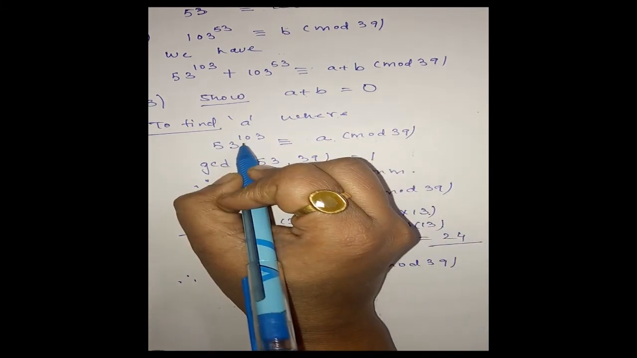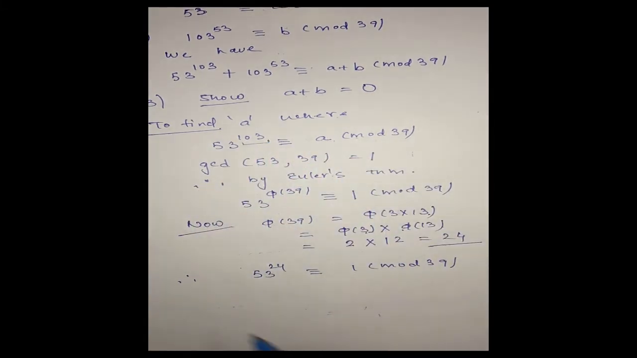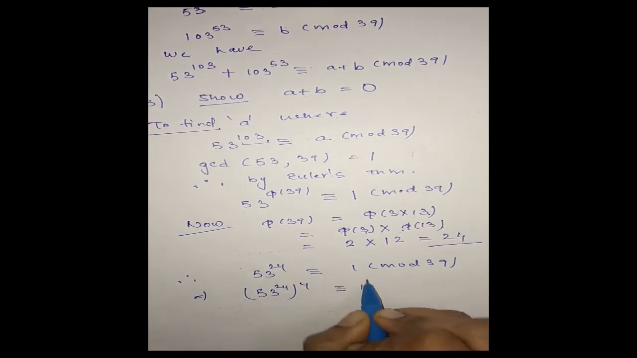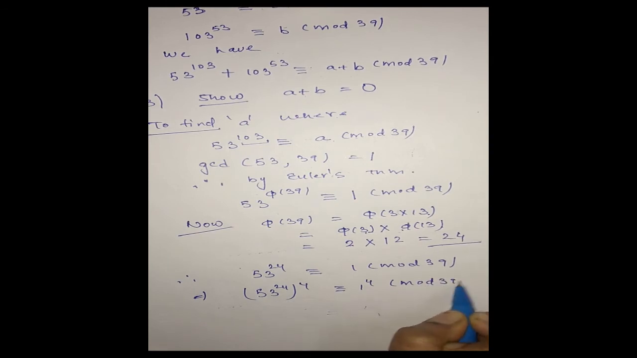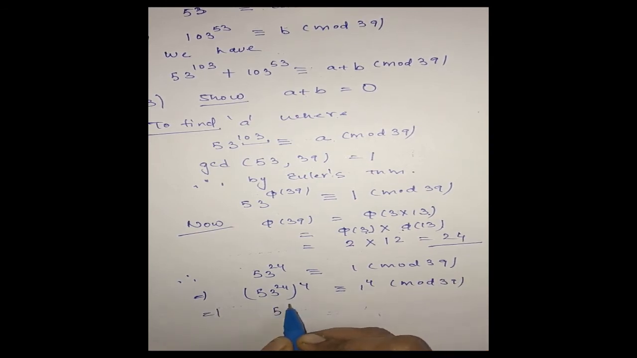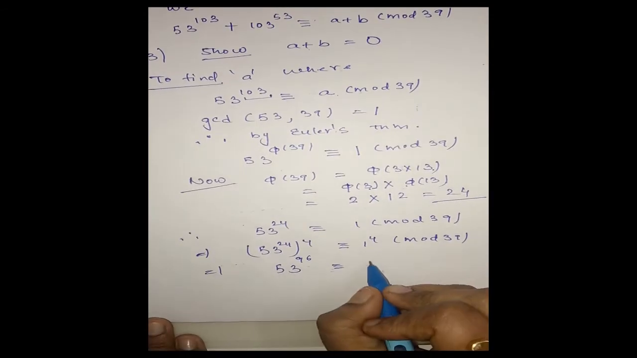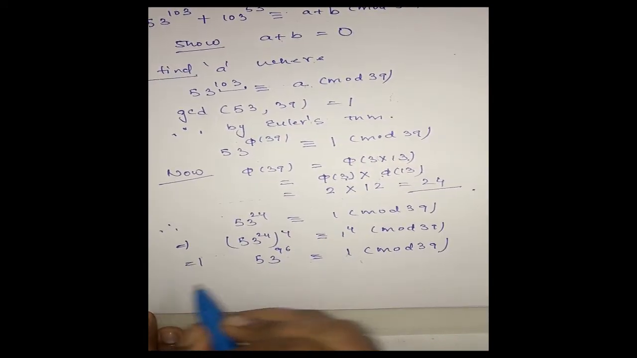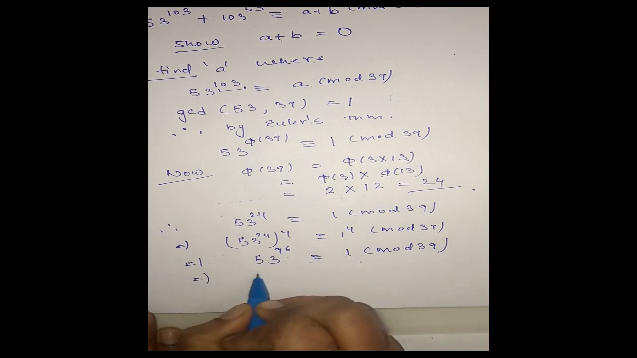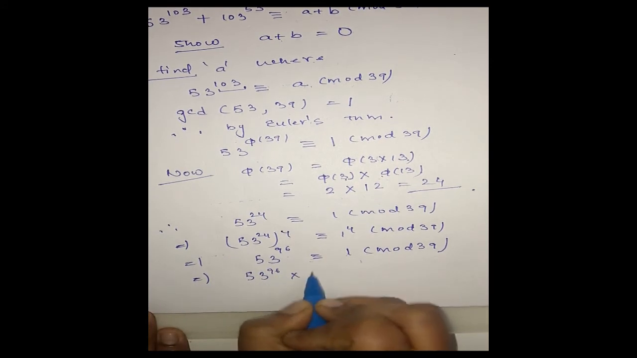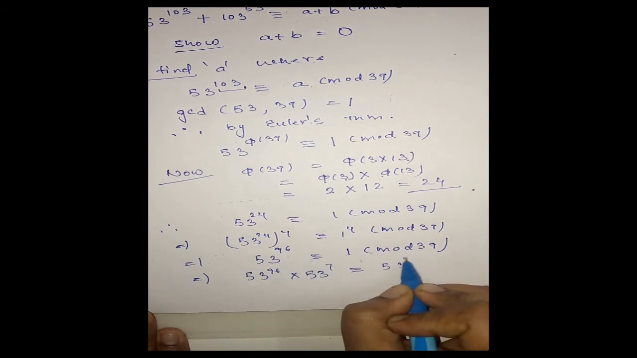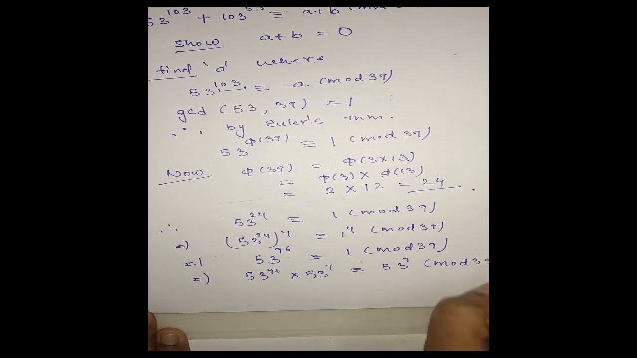Now we want to reach to power 103. Okay, taking 4th power both sides, we have this. On multiplying this, 24 into 4 gives 96, so 53 power 96 is congruent to 1 modulo 39. Now we will multiply by 53 power 7 both sides. We have this congruence relation modulo 39.